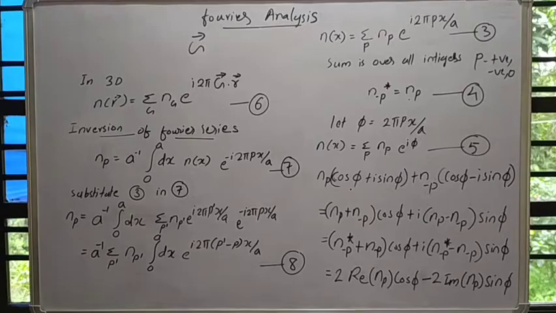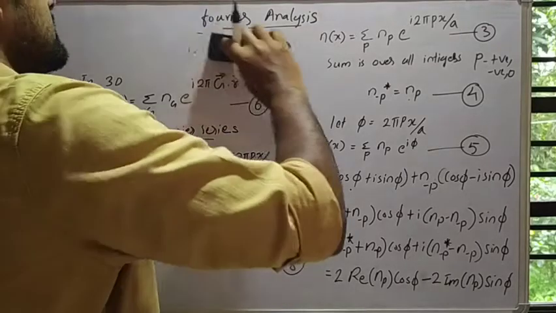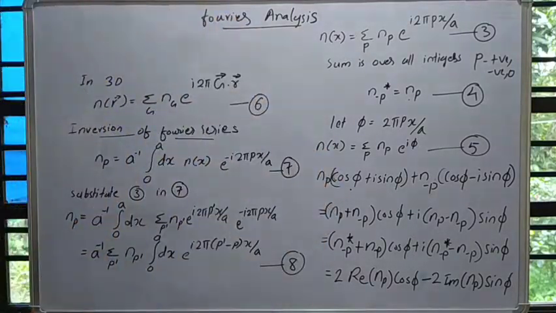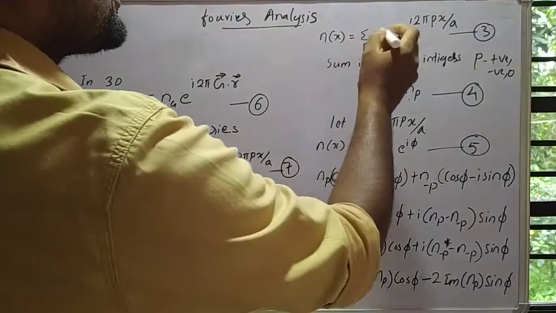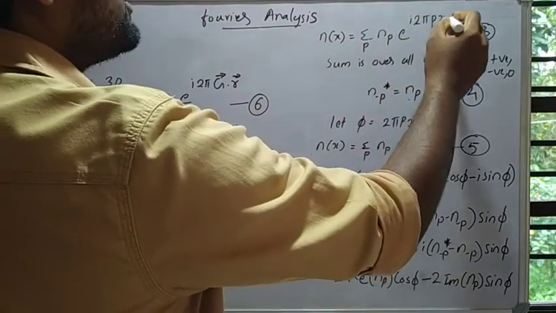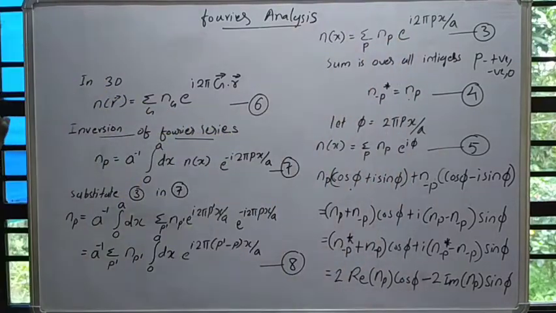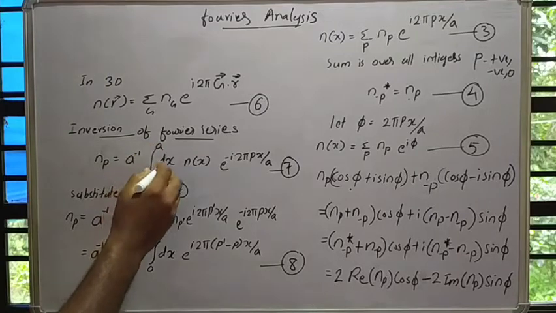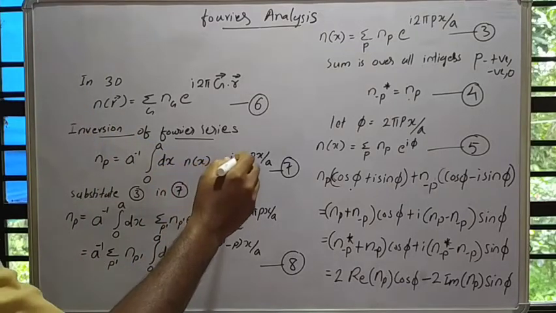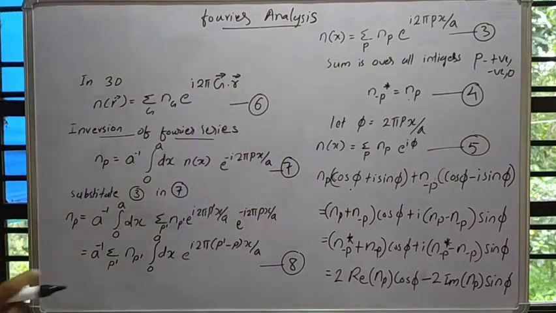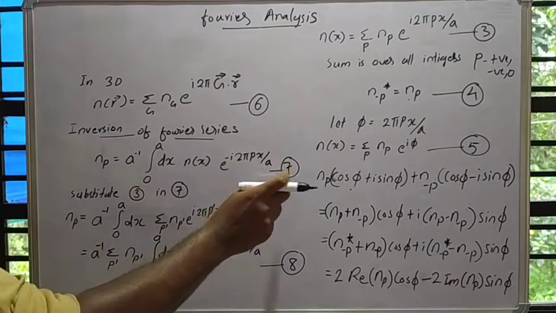And next, the inversion of Fourier series. Here n of x equal to sum over p np e raised to i 2 pi px over a. I need to define np, and I am defining np equal to a inverse integral 0 to a dx n of x e raised to minus i 2 pi px over a. Let me put it as equation 7.